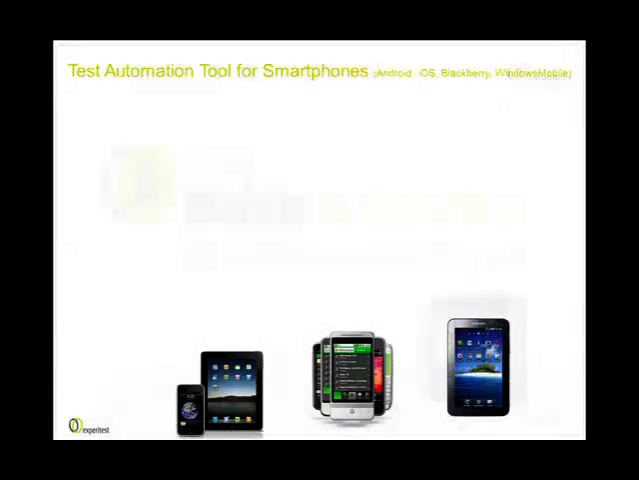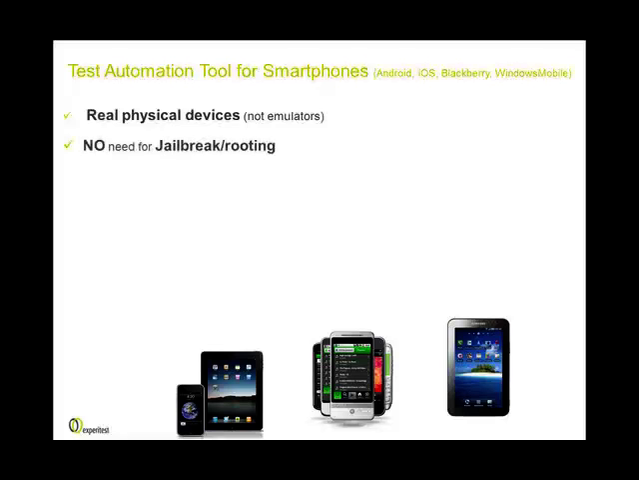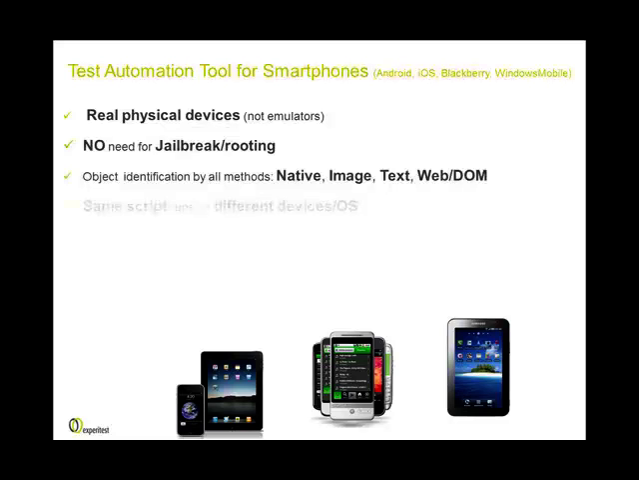In this 5-minute video, we'll present CTest, a test automation tool for smartphones, including Android, iOS, BlackBerry, and Windows Mobile. CTest works on real physical devices, not emulators. There is no need for jailbreak or rooting of the devices. CTest has object identification in all methods: by native ID, by image recognition, by text recognition, and WebDOM.